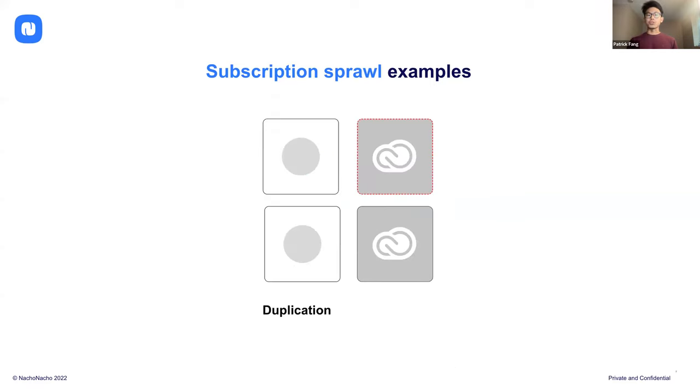The next point is duplicate subscriptions. So this can happen when two different employees within the company subscribe to the same product separately. Maybe we have two separate subscriptions for a software like ActiveCampaign. We have two separate people that are paying for the same thing. Since not everyone is always broadcasting exactly what they're paying for and using, this becomes another point where people overpay.